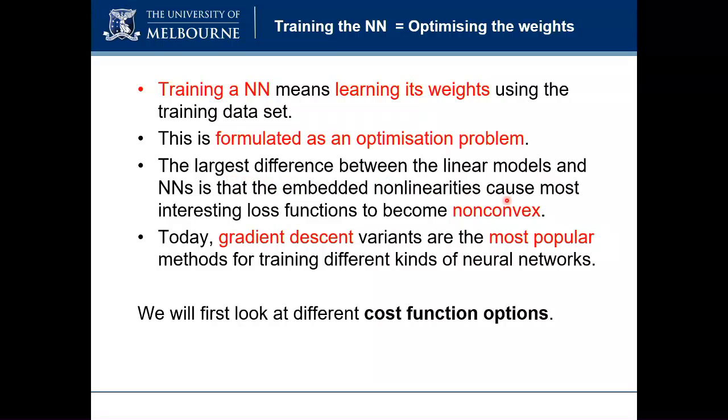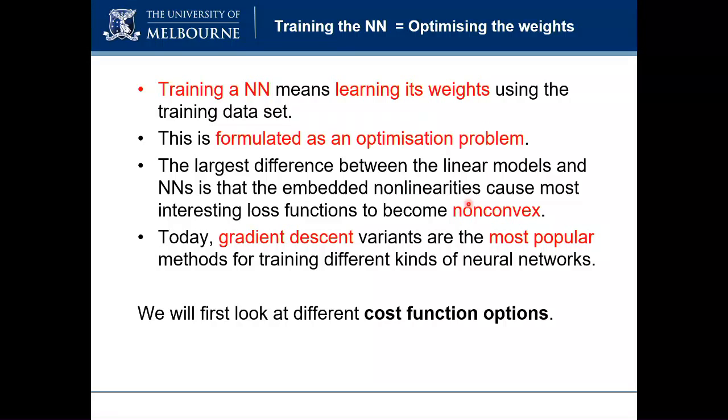The largest difference between linear models and neural networks is these embedded nonlinearities that I mentioned, that I cannot get rid of, and I need them. They make the loss functions non-convex. So convex optimization is good. People fell in love, as I was saying, with support vector machines, partly because of that. But then when you have a neural network, these loss functions become non-convex.